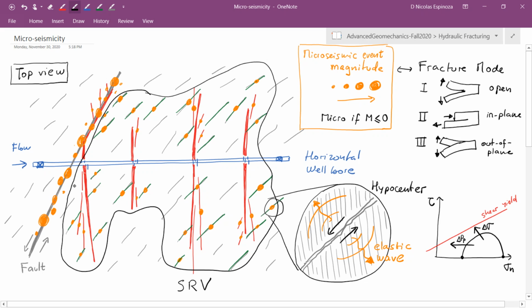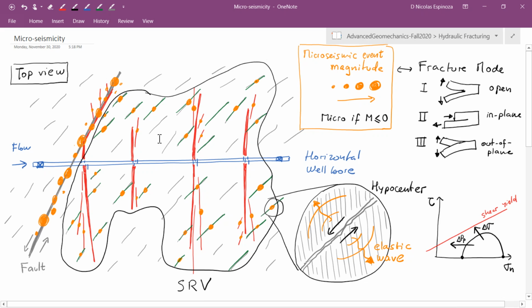Before I go to that, let me tell you also that I have not taken into account in this case the fault, because that very likely is not going to contribute to the stimulated reservoir volume. In fact, you don't want to stimulate the fault because very likely you're not going to get any fluid out of that region.